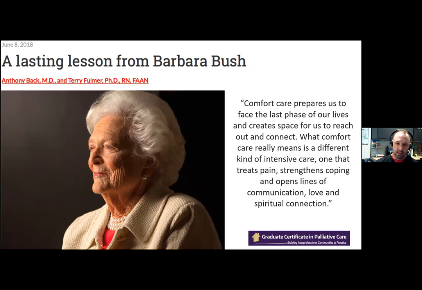So comfort care made the news a couple of years ago, and I want to bring this slide up to really look at the ideal of comfort care. So just before Barbara Bush died, she did something that was really pretty remarkable, and that's, as a public figure, she announced that she was going on comfort care. And this quote that you see is from an article about that written by some leaders in palliative care, and it just illustrates that ideal behind comfort care.